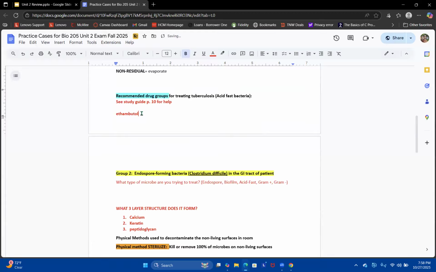Ethambutol and isoniazid, for example. And these are really the only two that you should be putting on here. So as long as you remember one or the other, you should be okay.